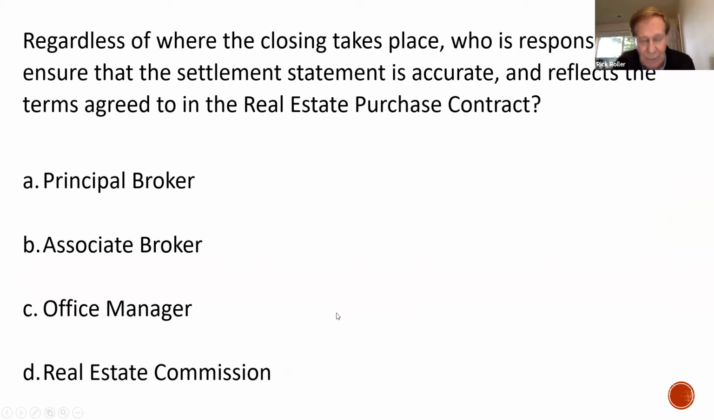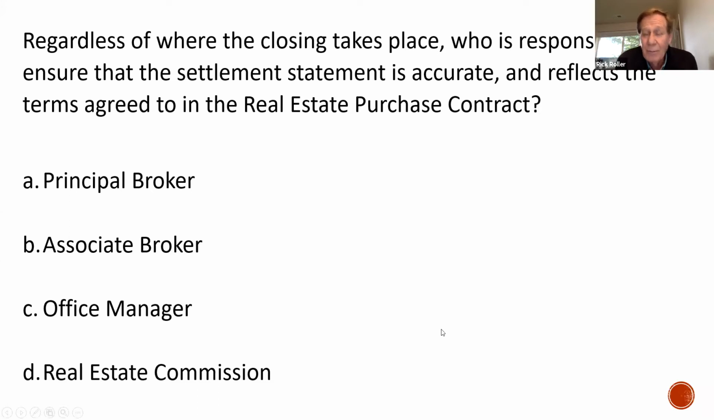Regardless of where the closing takes place, who is responsible to ensure the settlement statement is accurate and reflects the terms agreed to in a real estate purchase contract? This is always the broker's responsibility. Yeah. And it's the principal broker's responsibility.